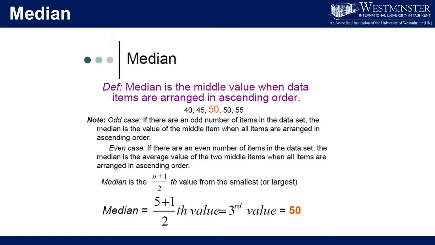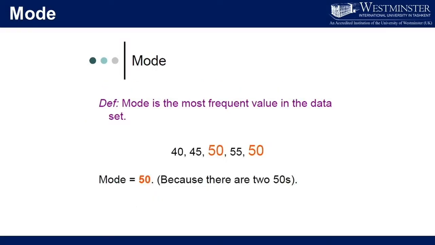Now we want to talk about the mode. Mode is the most frequent number in the data set. In our case, we have 2 50s, and this is the most frequent number in our data set. So mode is 50 because there are 2 50s.